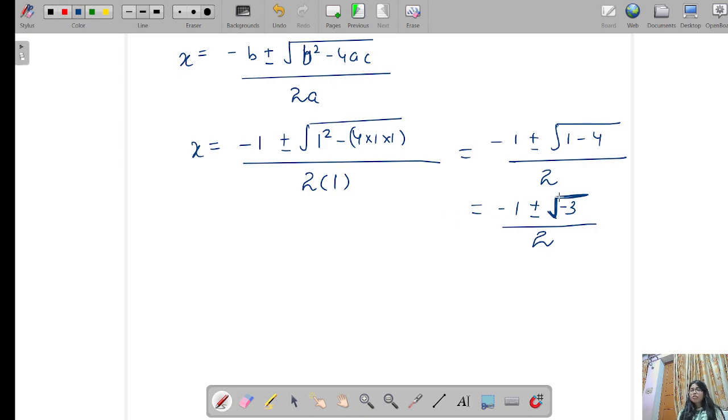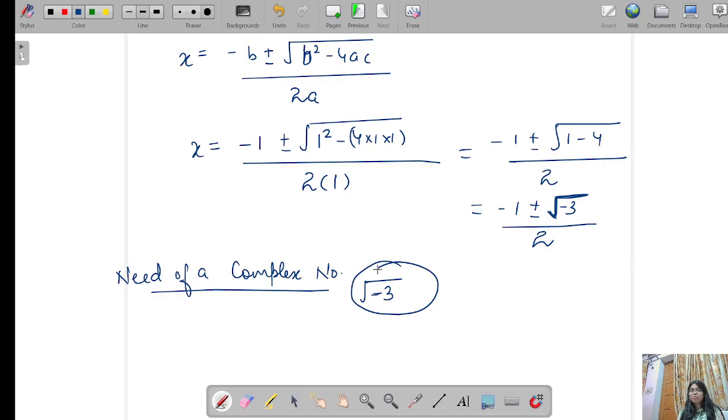Now from here comes the need of a complex number. I already know about natural number, whole number, integer, rational, irrational, and real number. Now, because here we have the minus sign inside the square root, that's why we have come across the need of a complex number. Now, I can write it as this.